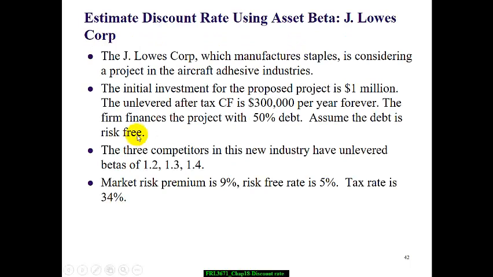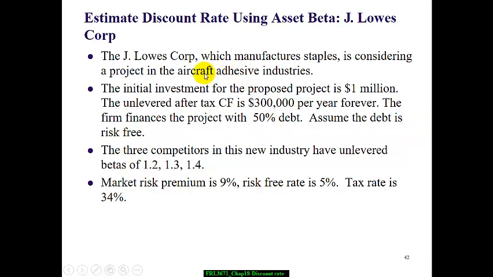The first example I'm going to introduce is using the asset beta approach. The company J. Rose Corporation manufactures staples. They want to consider a project in the aircraft adhesive industry. So this is a new line of business. The initial investment is $1 million. The unlevered after-tax cash flow is $300,000 per year forever. The firm will finance the project with 50% debt, and assume the debt is risk-free.